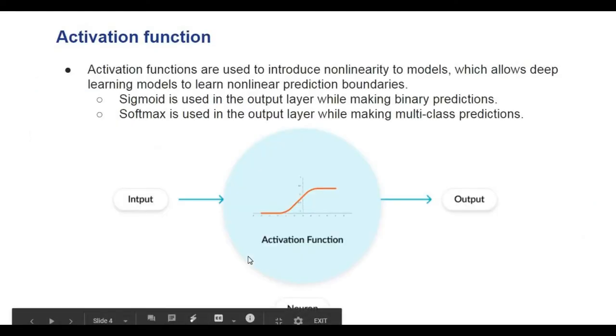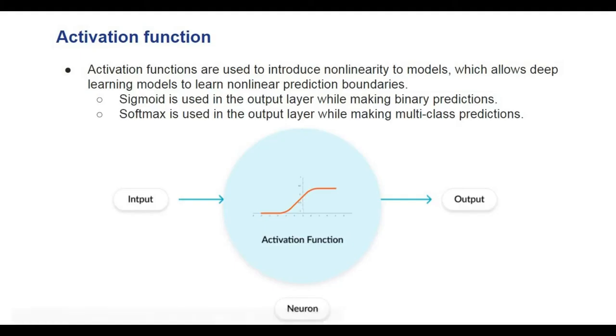Activation function. The activation functions are used to introduce non-linearity to models, which allows deep learning models to learn non-linear prediction boundaries. There are 2 types of activation function: the sigmoid, which is used in making binary predictions, and the softmax, which is used in making multi-class predictions.